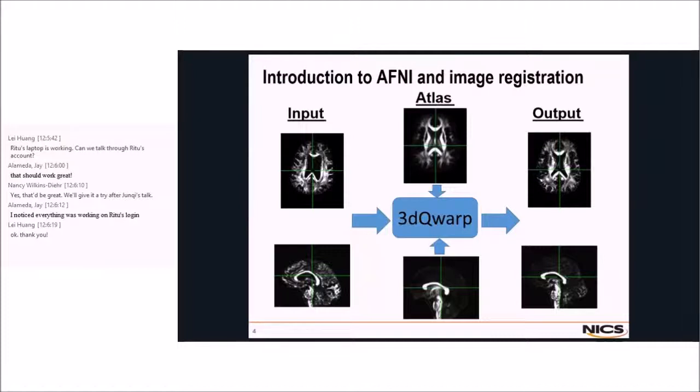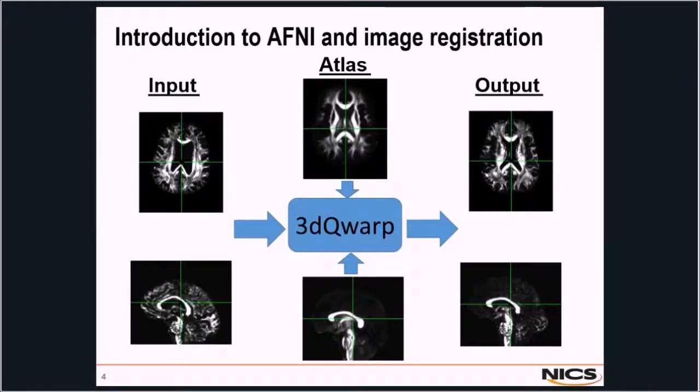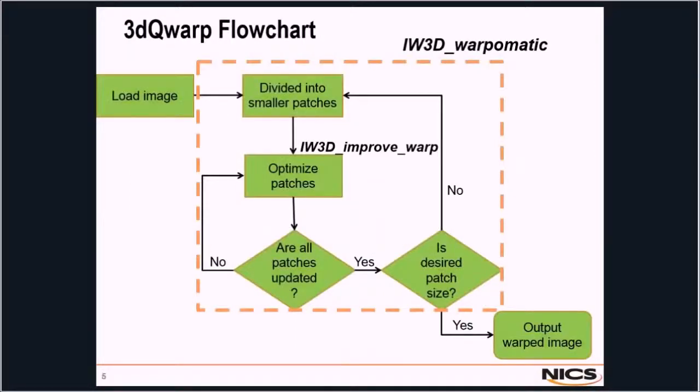For example, if you look at this input image, it's obviously slightly tilted. And if we want to analyze different subjects, or even the same subject at different times, the first step is to register to a template, which is shown in the middle. And the output of this image registration step is in the right column. As you see, it's nicely registered with respect to the template.